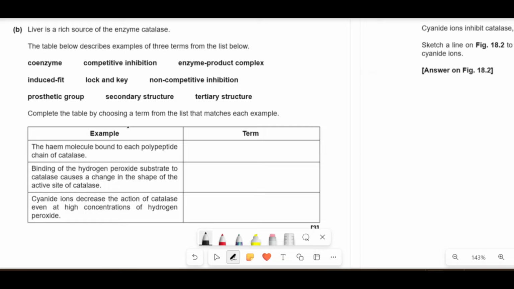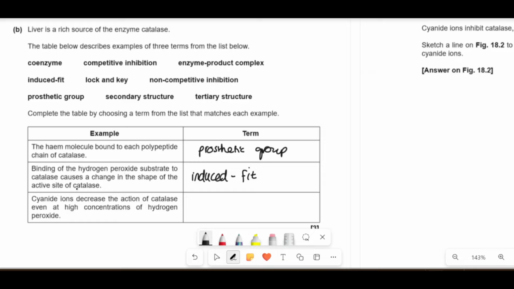So complete the table by choosing a term that matches each one of these. A prosthetic group is where you've got something stuck to another thing. So the heme molecule is bound to each polypeptide. So that's prosthetic group. Binding of the hydrogen peroxide substrate to the catalase causes a change in the shape of the active site of the catalase. What that means is, remember that your enzyme's changing shape to allow the substrate to fit. So that's going to be induced fit. It's not going to be non-competitive inhibition, because catalase normally works with hydrogen peroxide, so it's not binding somewhere else and changing the active site.